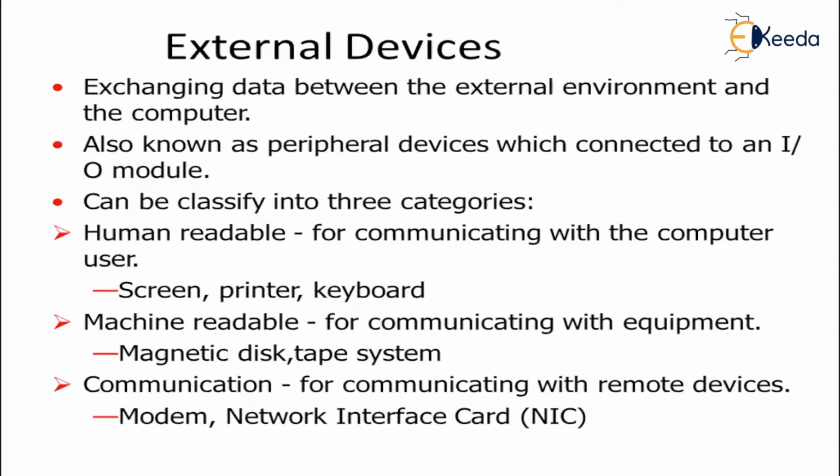Then you have machine readable. In the case of machine readable, it communicates with the different types of equipment that are connected. It can be a magnetic disk or it can be a tape system. Now, what do you understand by magnetic disk? The magnetic disk is a disk where the data is stored in the form of rows and columns. And similarly, you have the tape system.